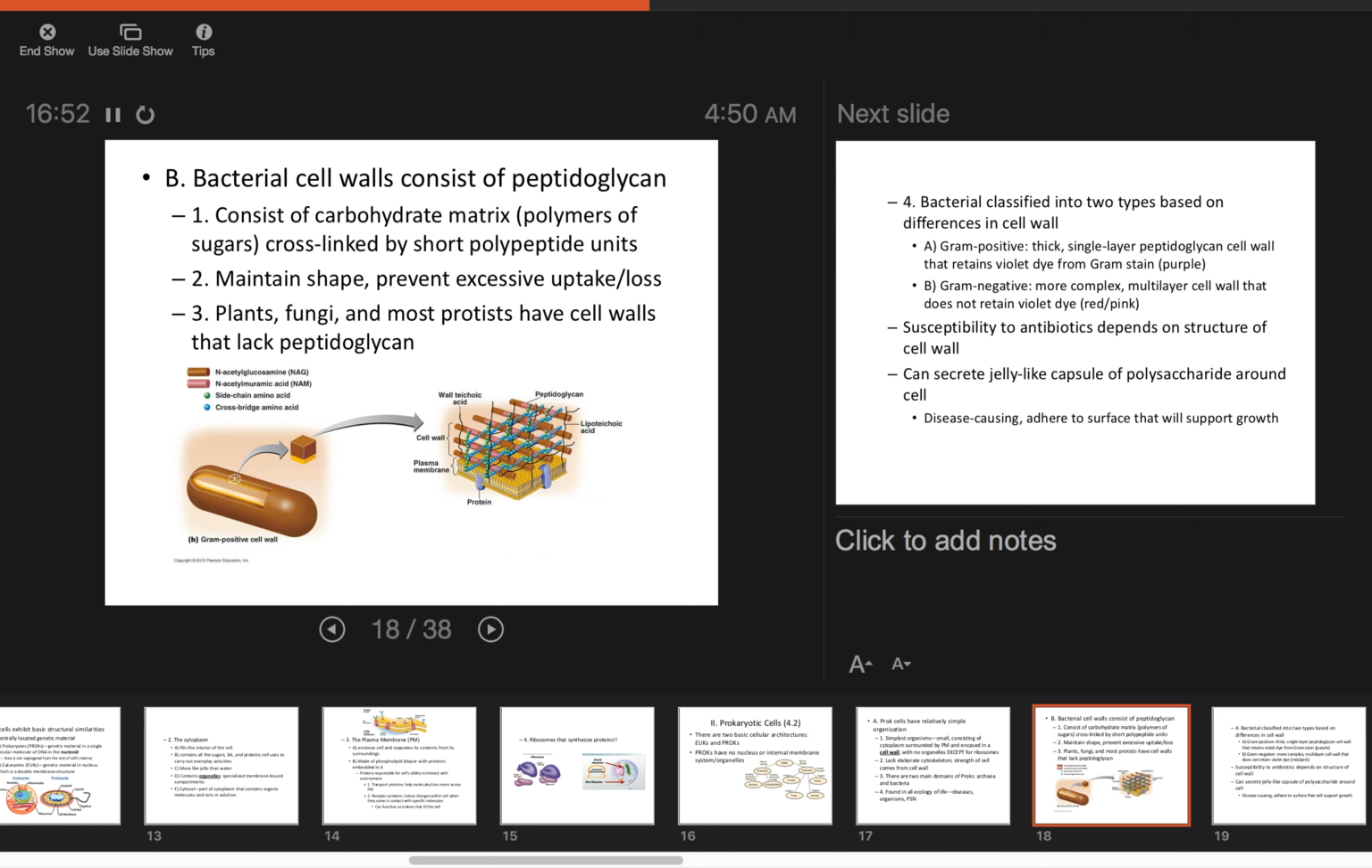It's a carbohydrate matrix. Lots of crosslinks going on here. Very, very strong. Helps maintain the shape of the cell. Helps it from taking in too much or losing too much. So it maintains its shape. Plants, fungi, and most protists have cell walls, but they don't have peptidoglycan. So peptidoglycan cell walls are what distinguish a bacteria cell.